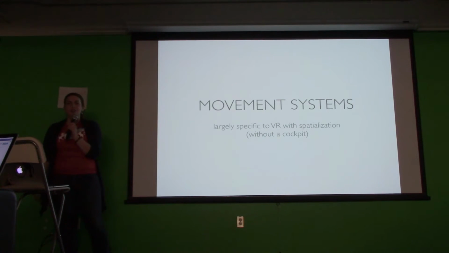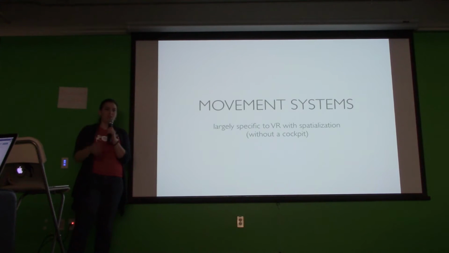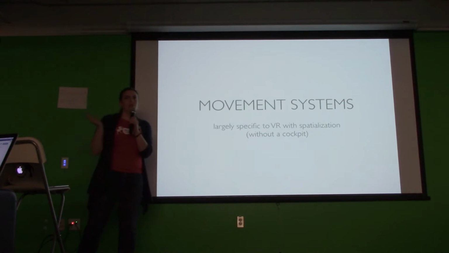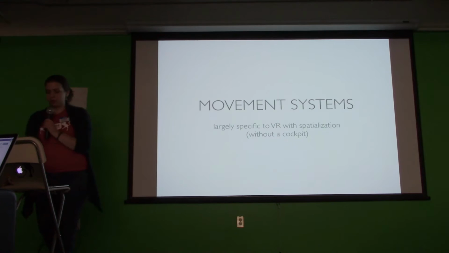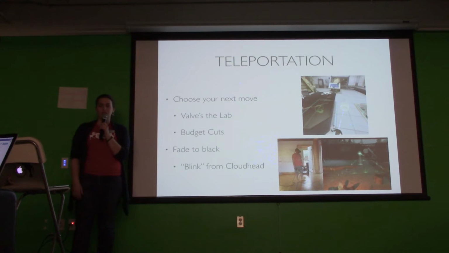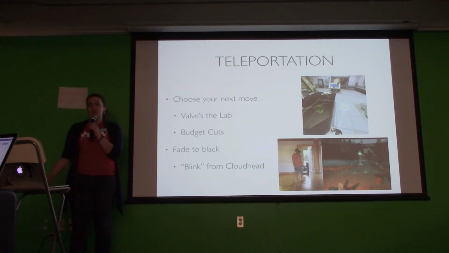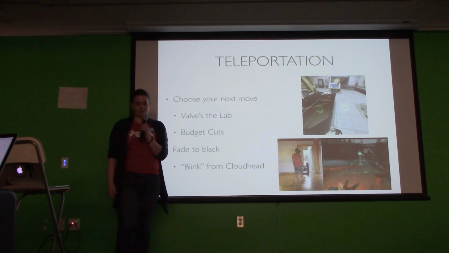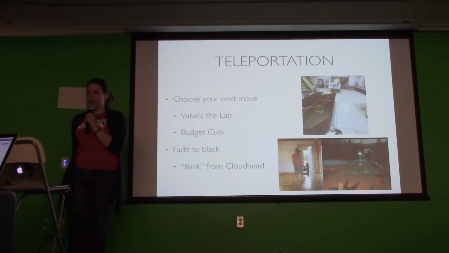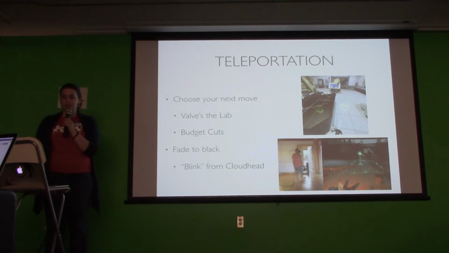So these movement systems are largely specific to Oculus and Vive, where you have spatialized movement. With Gear VR, for example, you don't have spatialized movement when you move around. Teleportation is the most common and widely used. It's really easy for people to understand: I want to go there, and then after you click a button, you're there. That way you can get outside of the little meter area you have to walk around, or if you're in a seat, then you don't have to worry about that either.